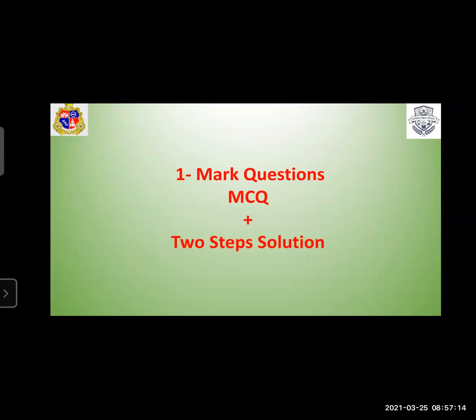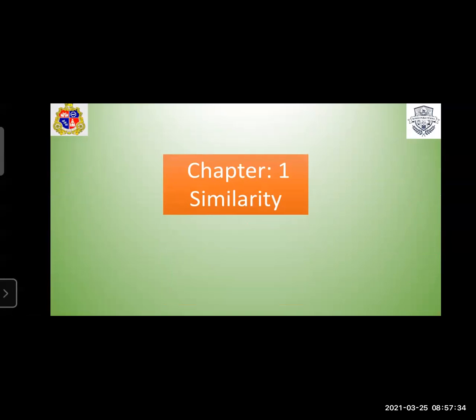So today we discuss all the questions which can be asked for 1 mark from your whole chapter. One by one we discuss 1 mark questions, MCQ as well as 2-step solutions. Now our first chapter is similarity. This chapter contains 2 theorems and 4-5 activities, and questions can be asked for 1 or 2 marks. See, first question: choose the correct alternative from those given below each question.